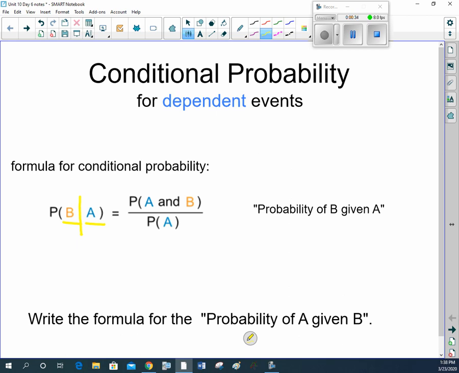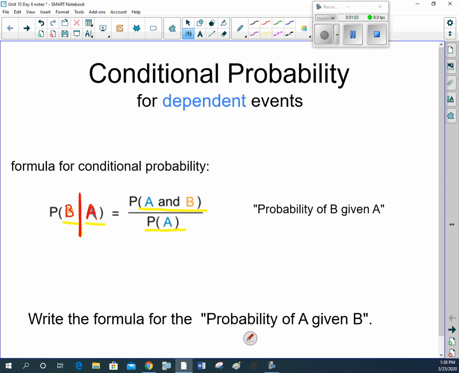There is a formula that says it turns out to be the probability of A and B happening at the same time, divided by the probability of A. An easy way to remember that is, when you're talking about B given A, you could think of this given symbol as kind of like a divide, so the probability of A goes on the bottom.